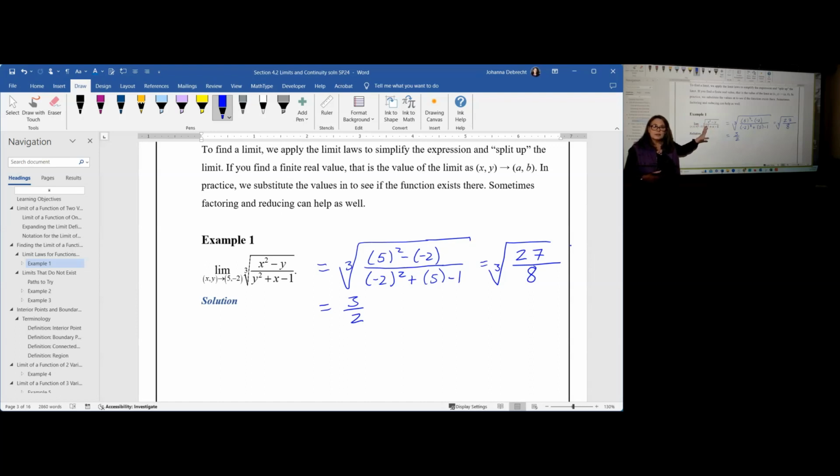Now, what limit laws am I using to do this? So let's talk our way through this. First off, if I have an odd radical, I can pull the limit inside of the radical, provided I know the limit of what's inside exists. So the first step here is to take the existing value and pull it inside of the radical. So xy is approaching 5, -2, and all of this is under the cube root.